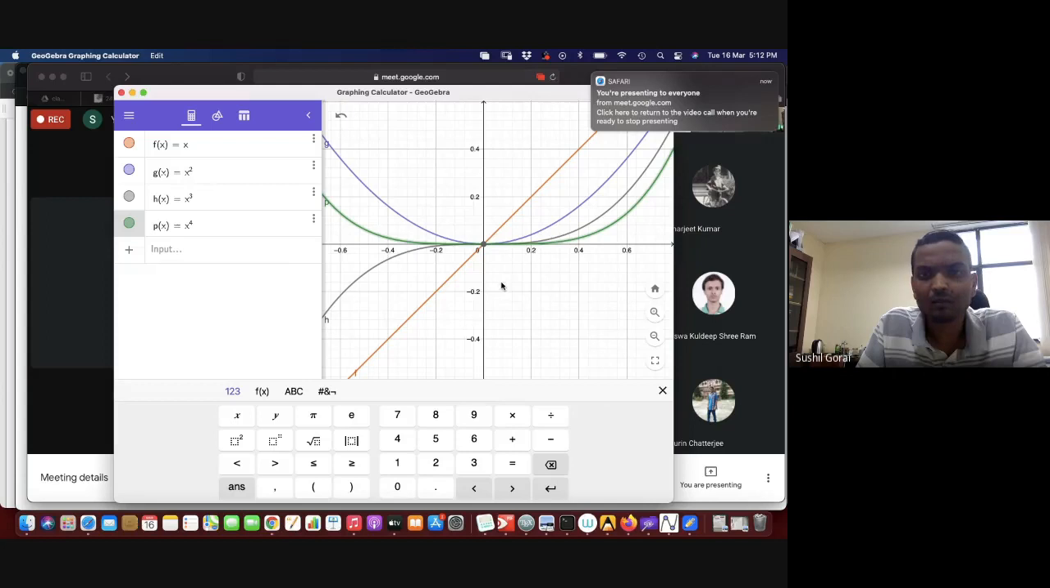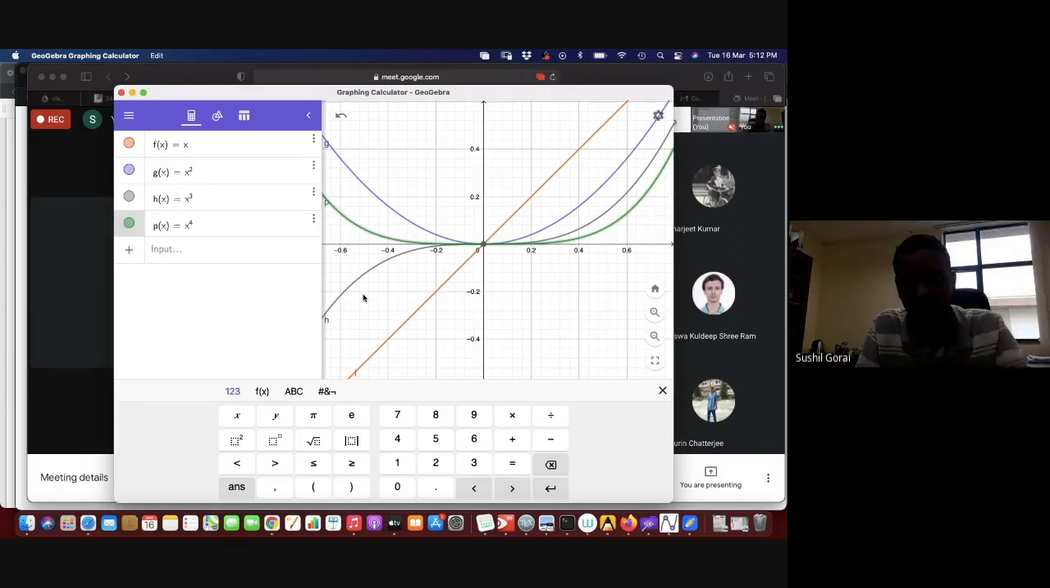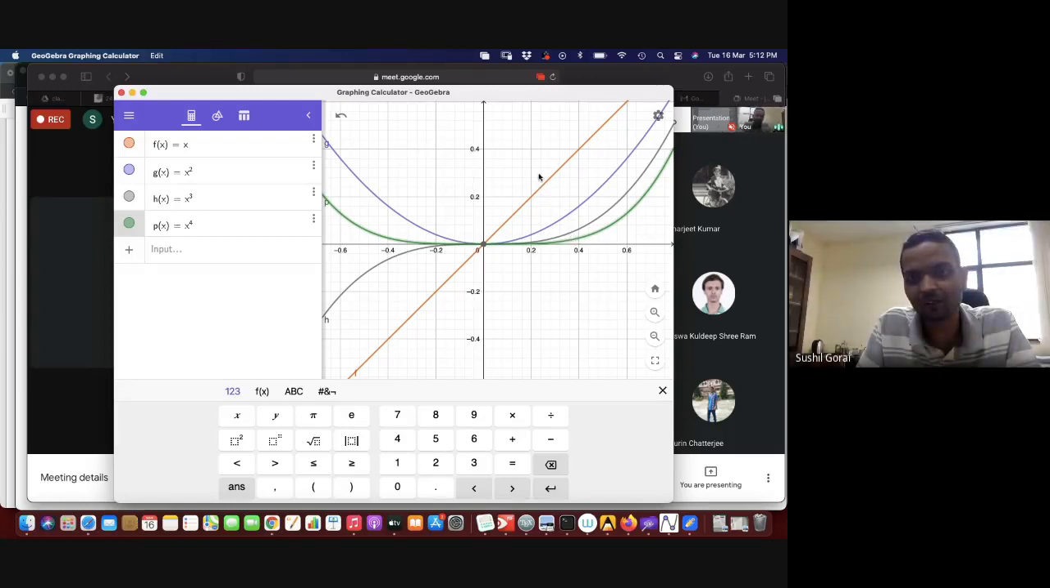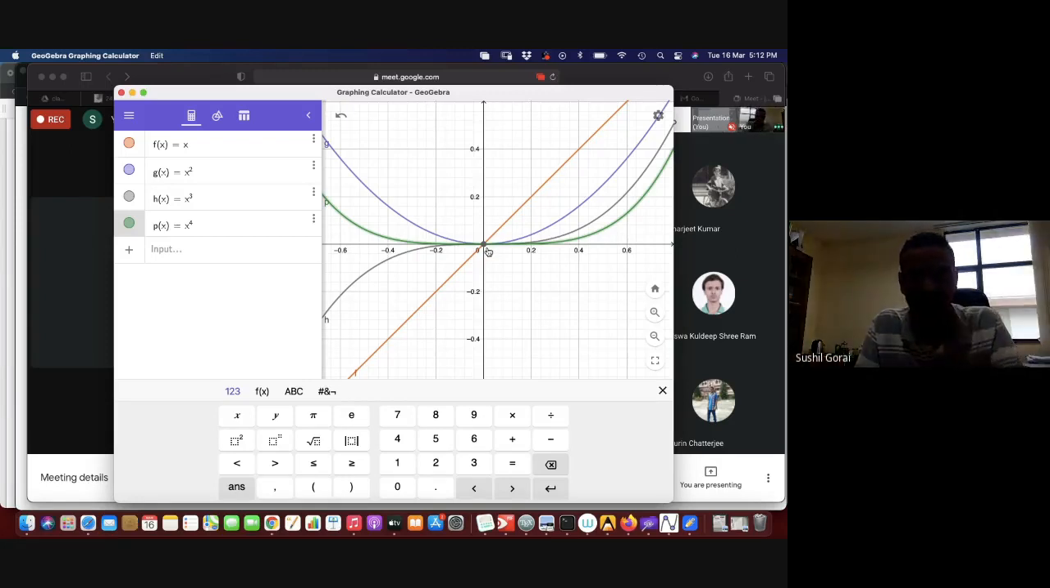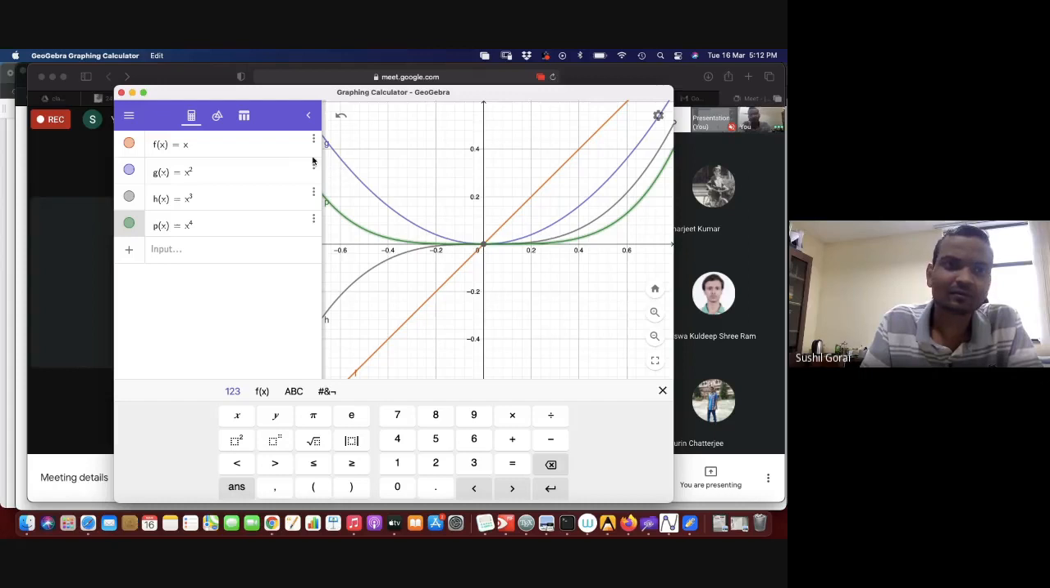See the point here: x cube has a different behavior. x and x cube have quite similar behavior, and x square and x to the power 4 are similar, around the point x equal to 0. So this is important, keep this in mind.